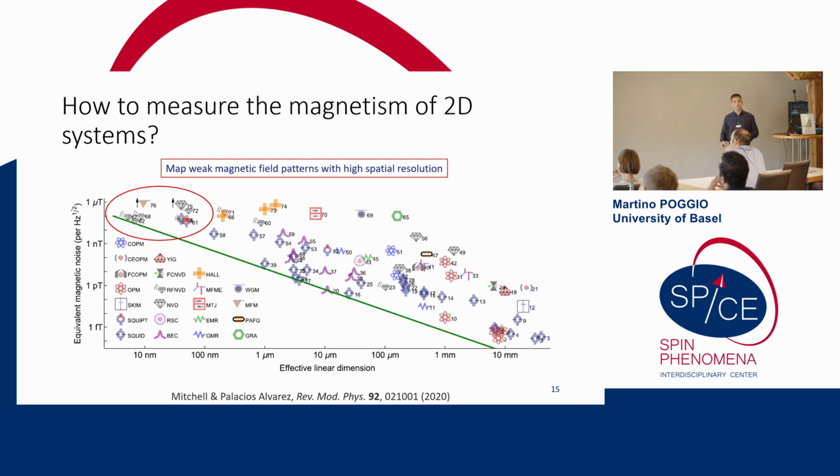So these are techniques which essentially map weak magnetic fields produced by magnetic moments and allow you to image them. So I'm going to talk a little bit about MFM, and I'm going to talk about SQUID. I'm not an expert in NV microscopy, so I'm not going to talk about that, but that's also a different type of, let's say, very relevant technique.